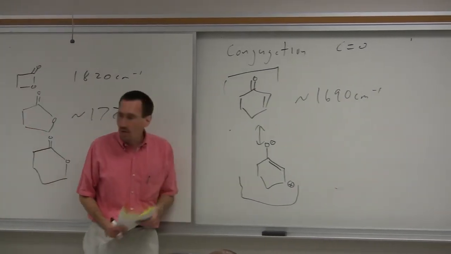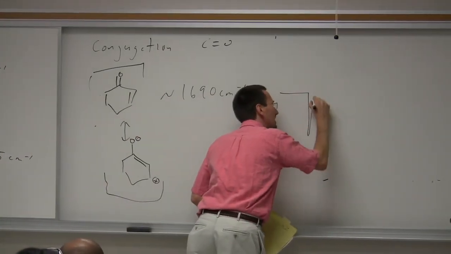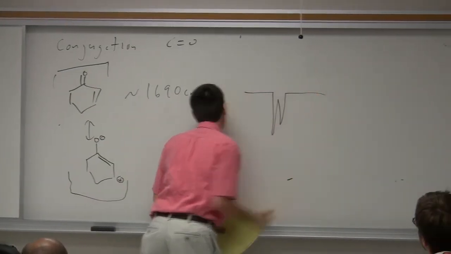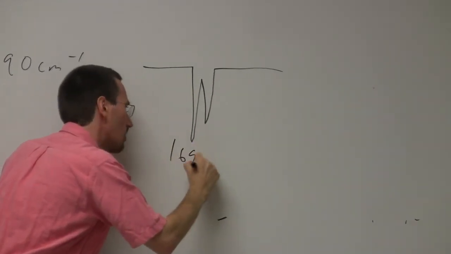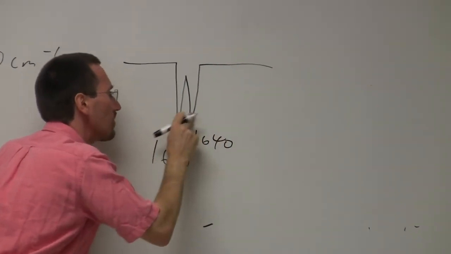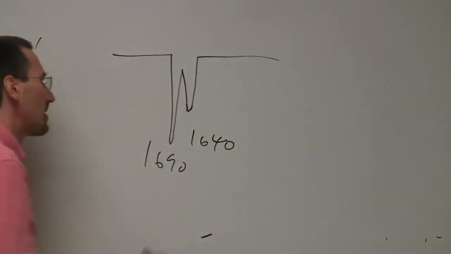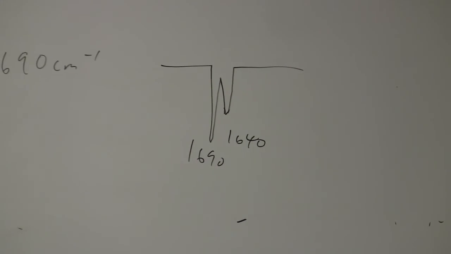All right. So just so I can play with your minds, then why is it, if you look at certain compounds like this, we'll see a band at 1690 and a band at 1640 for an alpha, beta-unsaturated ketone?